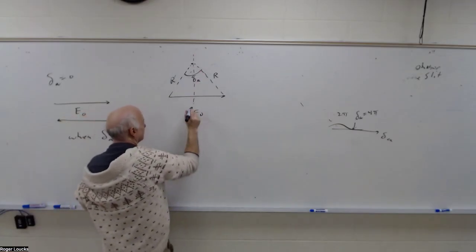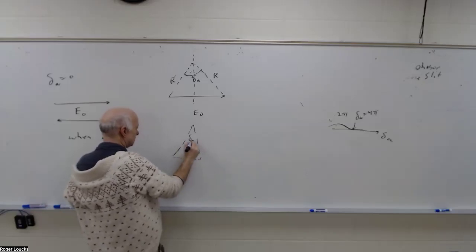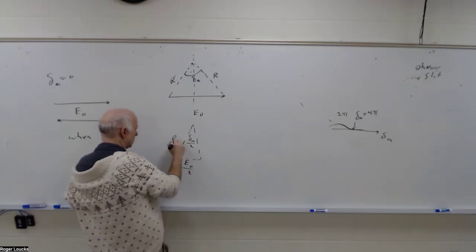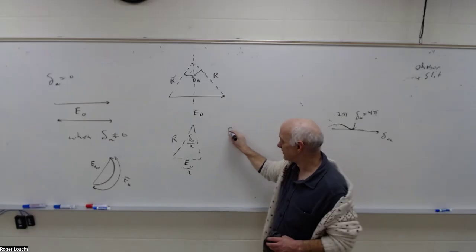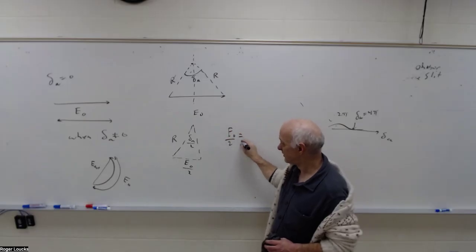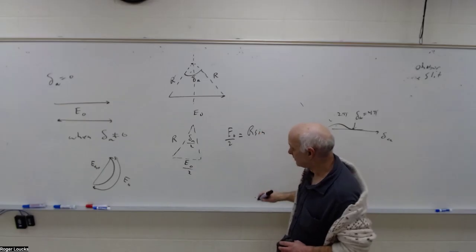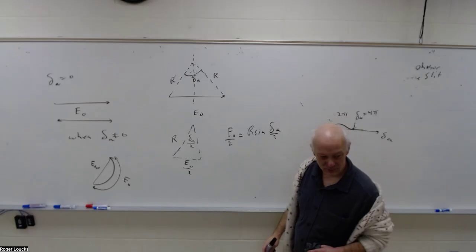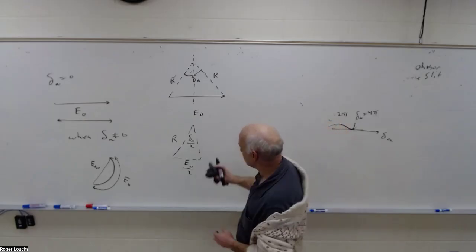Let's divide this here. So now we have this triangle. You have now delta A over 2, this is E naught over 2, and this is R. Hey, what did I say about E naught over 2? It equals R sine the thing. Okay, delta A over 2. Yeah, I forgot about that. Actually, I don't want to do that.